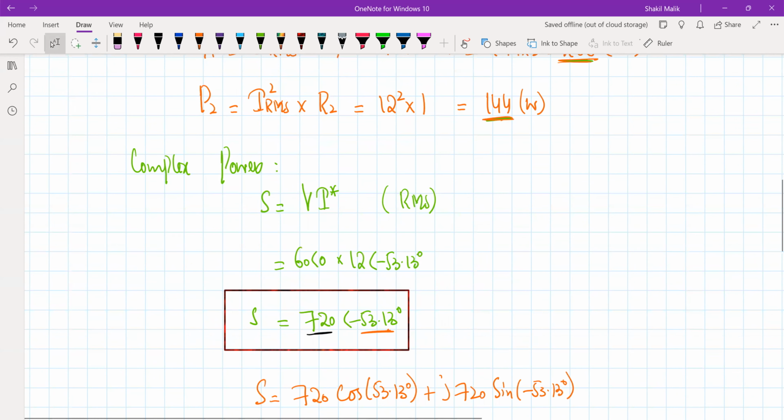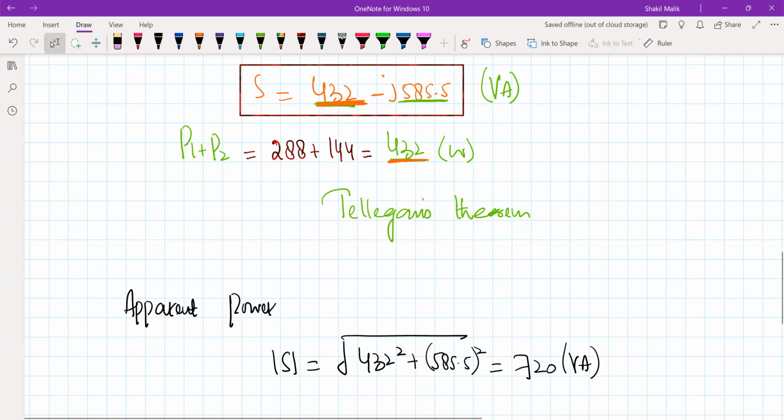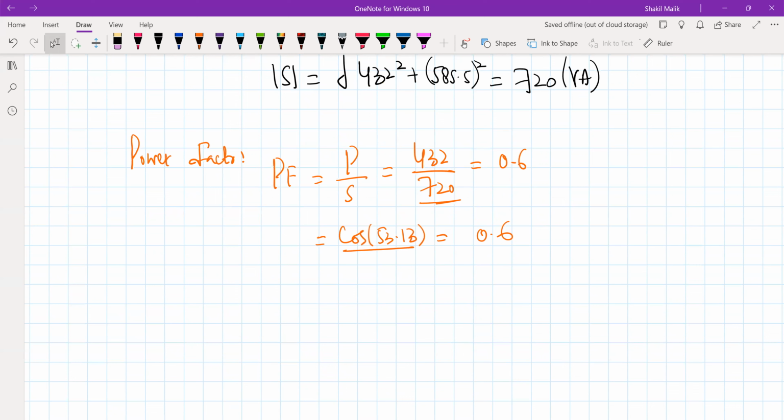All right, so let me end this session here. In the next session, we'll continue the discussion of these power calculations.